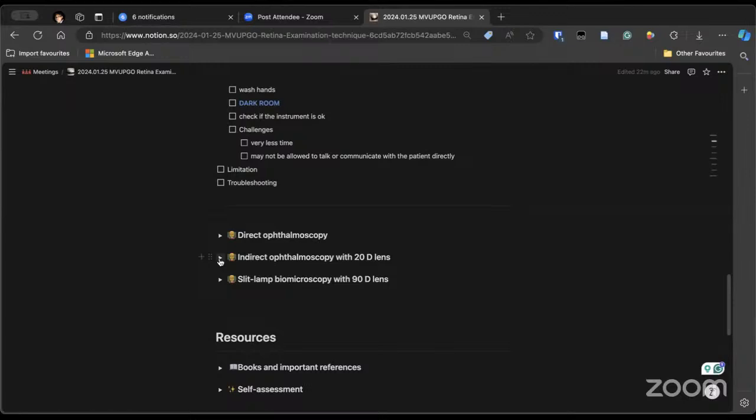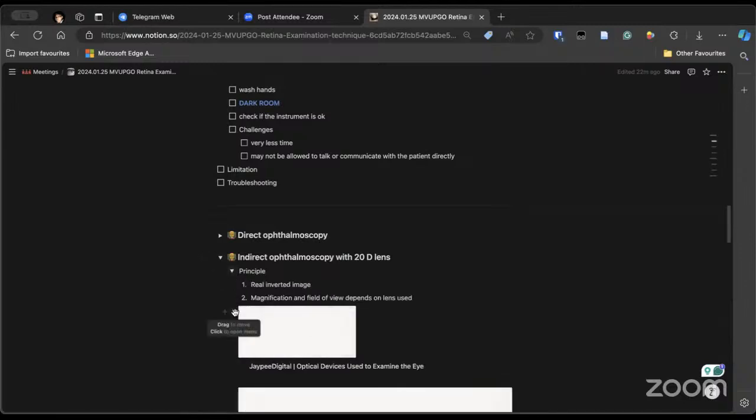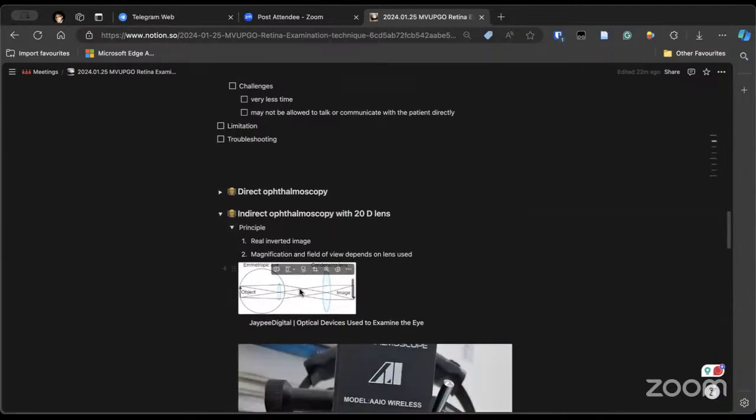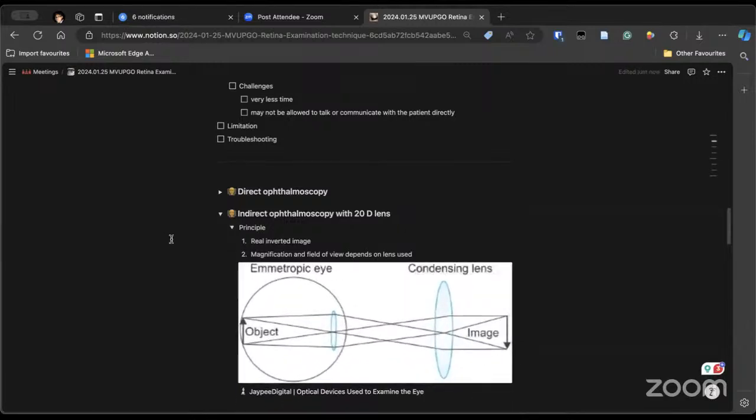Are there any other questions in direct ophthalmoscopy? So I think I'll go to indirect ophthalmoscopy with the 20D lens. So what is this thing? What is the principle? It gives a real inverted image.